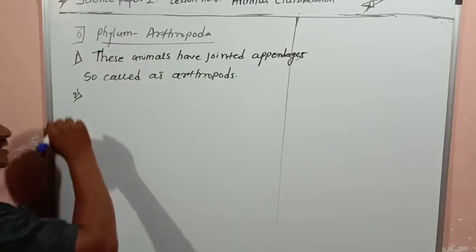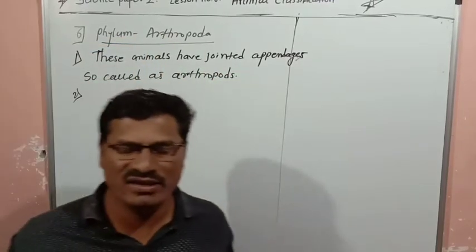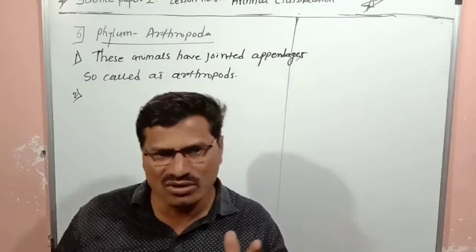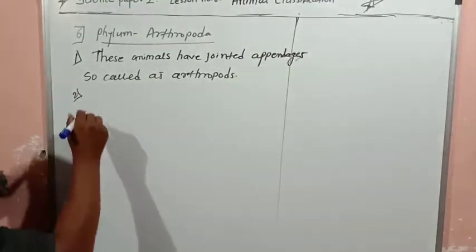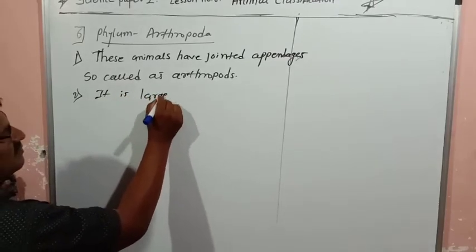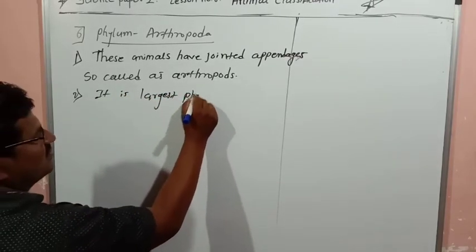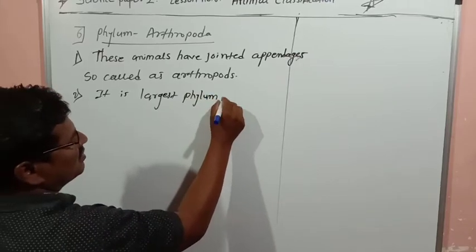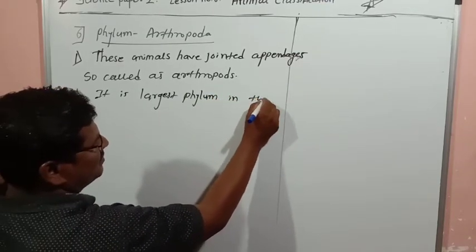Then the second characteristic. What is the second characteristic? It is the largest phylum on the earth, the largest phylum in the animal kingdom.